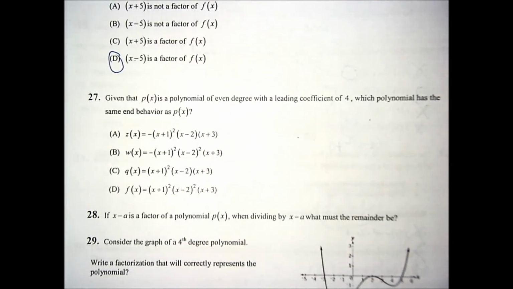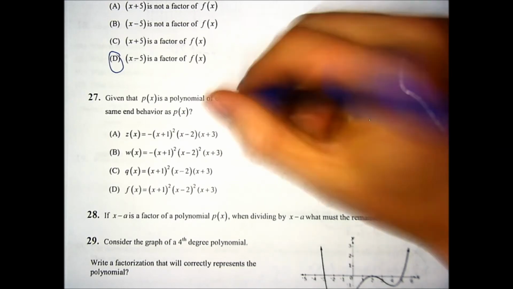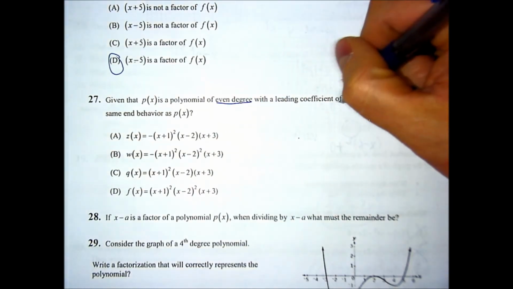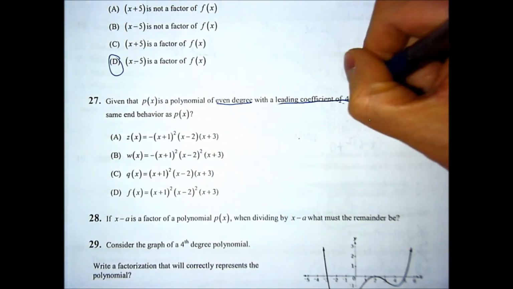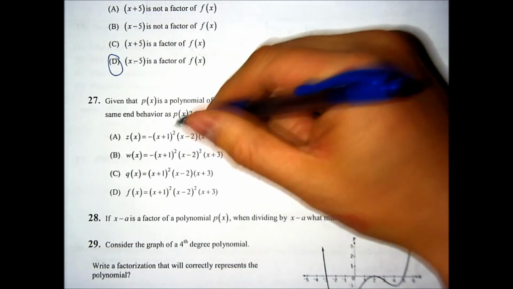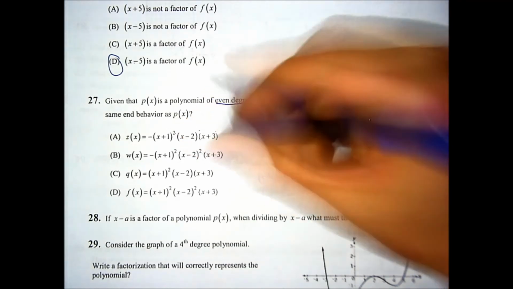Question 27. Given that p of x is a polynomial of even degree, even, x to the second, x to the fourth, x to the sixth, with a lead coefficient of 4, so the coefficient of the first term is 4, which polynomial has the same end behavior? So I'm looking for an even polynomial. So this is x to the second, third, fourth. This one is even.